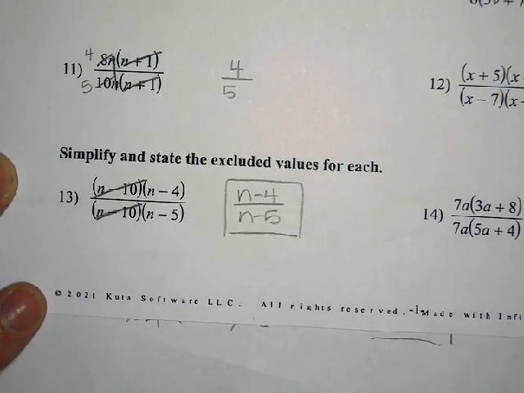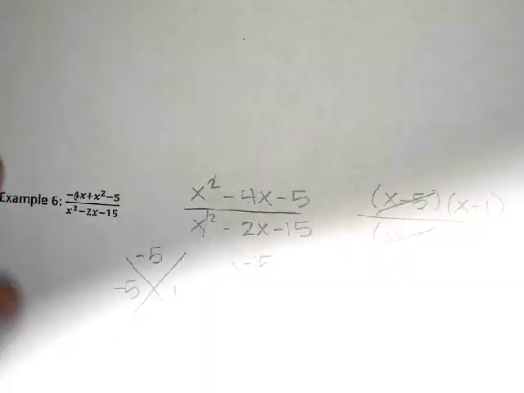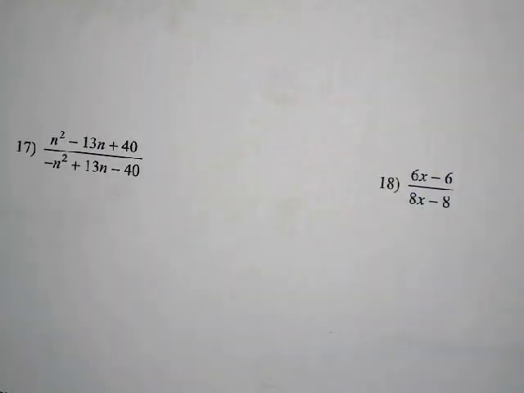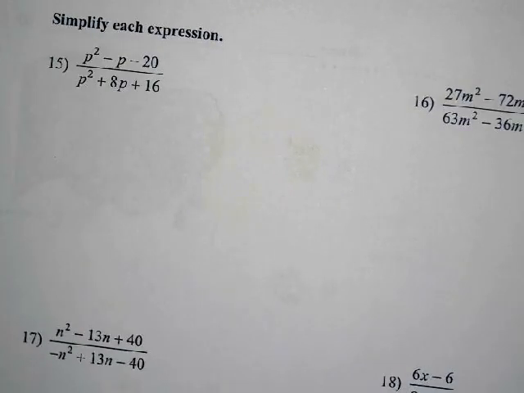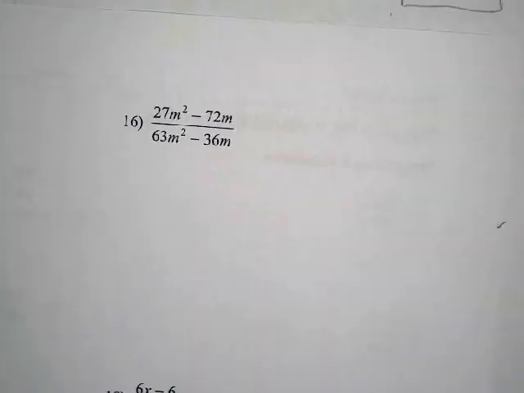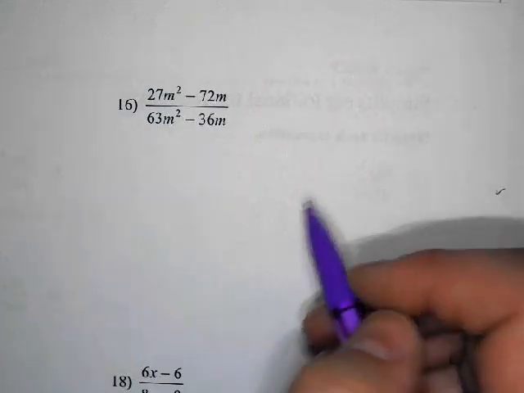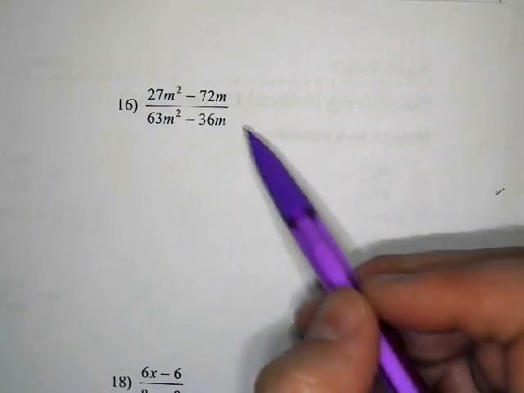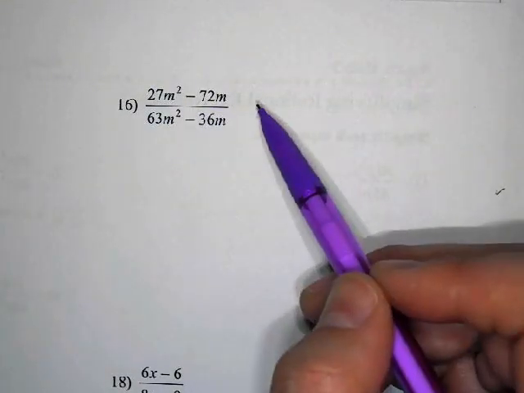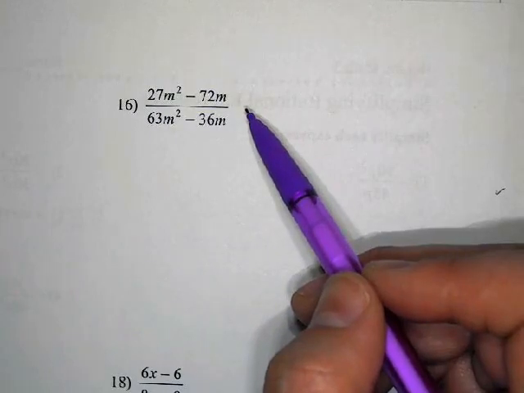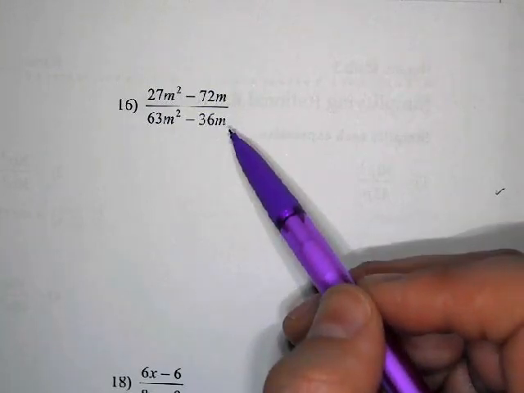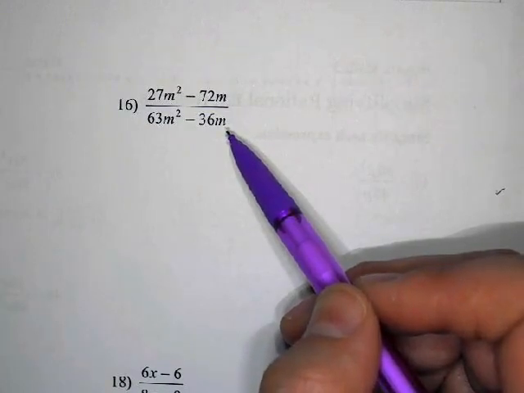Okay, not very many problems on the back. Let's do number 16. Number 16 looks crazy. It's already written as a fraction. It's written in the correct order. Is it ready for us to cancel things? No. It needs to be factored. What type of factoring? 2 terms. It's GCF. GCF factoring.